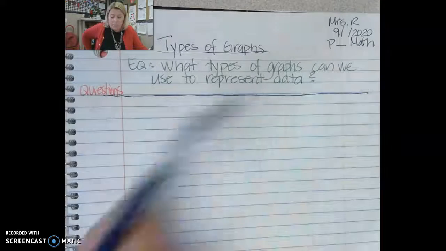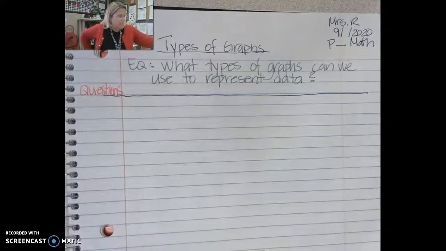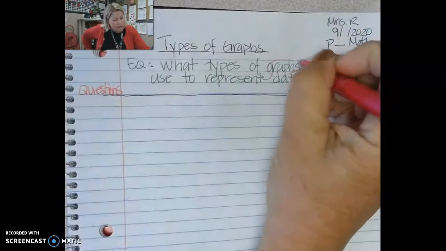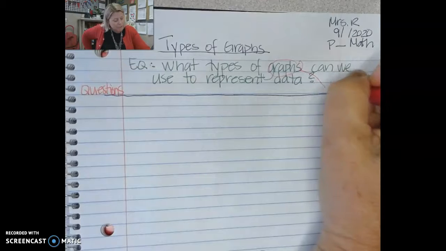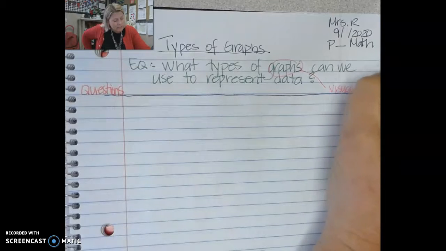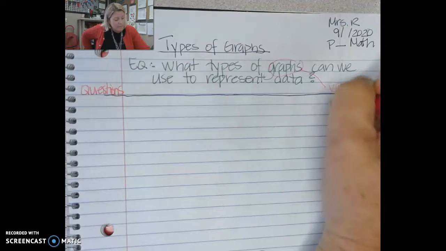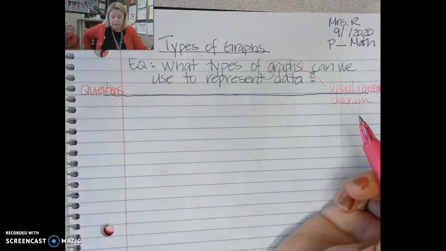So I just want to remind you what a graph is. So let me get a different color here. Remember, a graph is a visual representation. So something you can see with your eyes. It could be a diagram or report, or it has values in it, right?